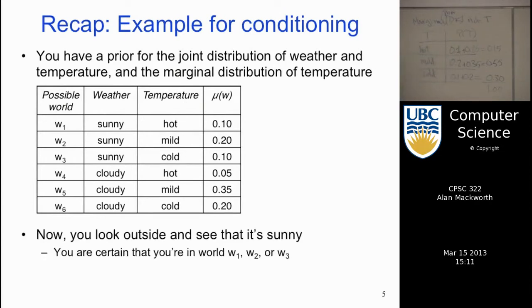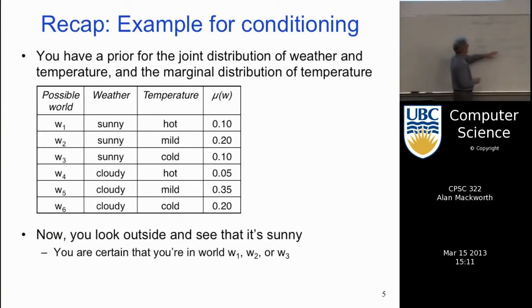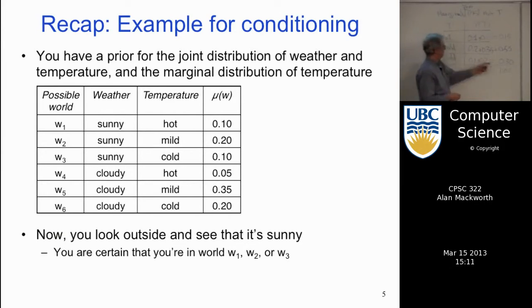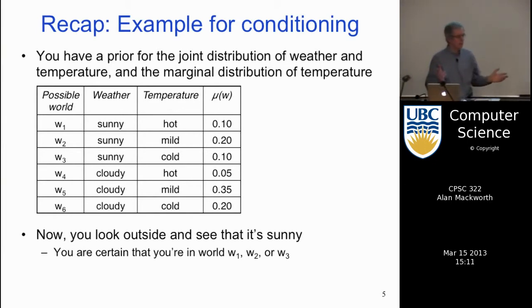So that's how you marginalize out a variable. You're summing out over all the conditions of all the other variables. Okay? So that's the prior. If I don't know anything else, I'm willing to bet that 15% of the time it's going to be hot, 55% of the time it's mild, and 30% of the time it's cold. That's my personal guess as to what the weather's going to be on any random day in Vancouver.